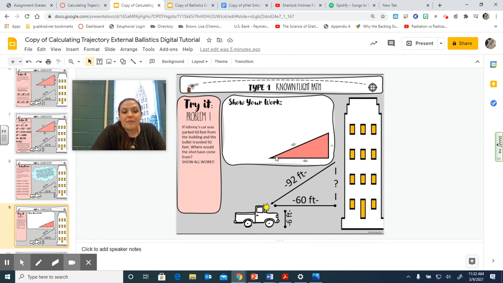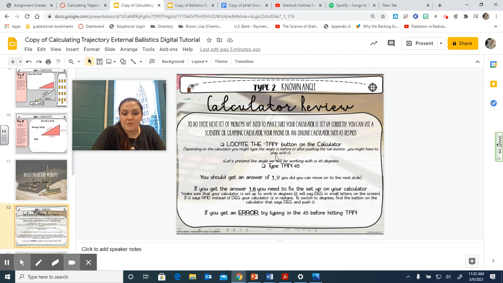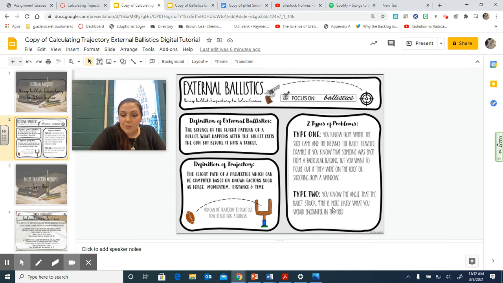Okay, now you're going to do the same thing. So do the exact same math problems. You can go back and look at it for those two problems. Now type 2, you have different calculator review, so different buttons. Remember, this is not when I don't know height. The second type of problem is when I know the angle. So I know the angle the bullet hit.